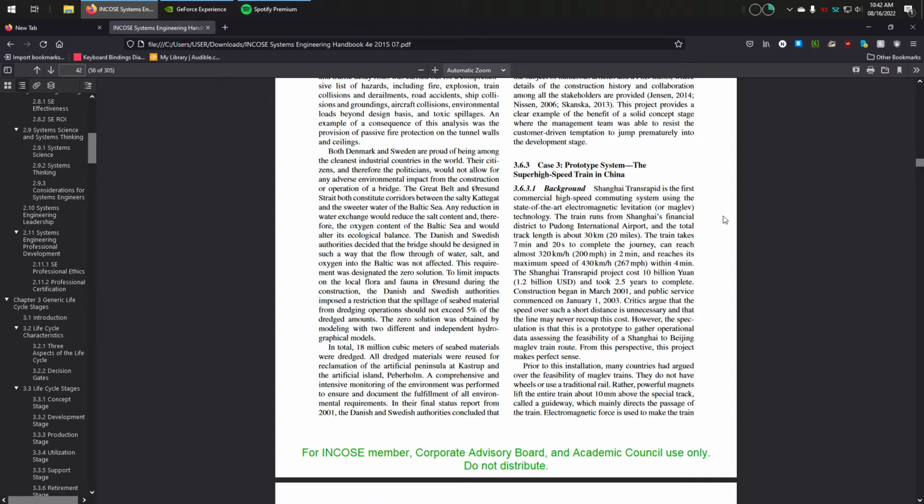Section 3.6.3 Case 3 Prototype System, the Super High-Speed Train in China. 3.6.3.1 Background.